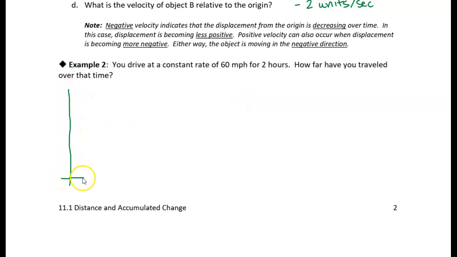Now, I'm going to give you the long answer, okay? So, if you're traveling for 2 hours, here's hour one, here's hour two. After 1 hour, you've gone 60 miles, right? So we could plot that point. After 2 hours, you've gone another 60 miles, so we're at 120 miles, right? So I could plot that point.